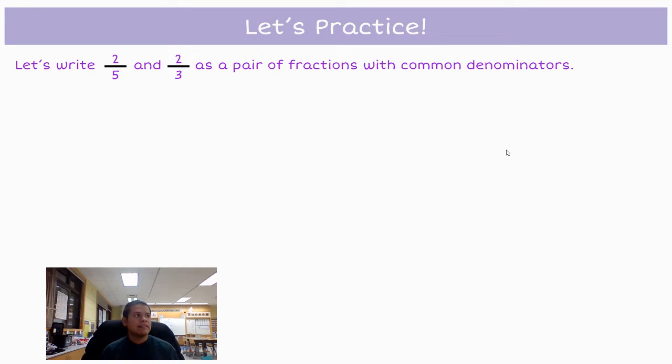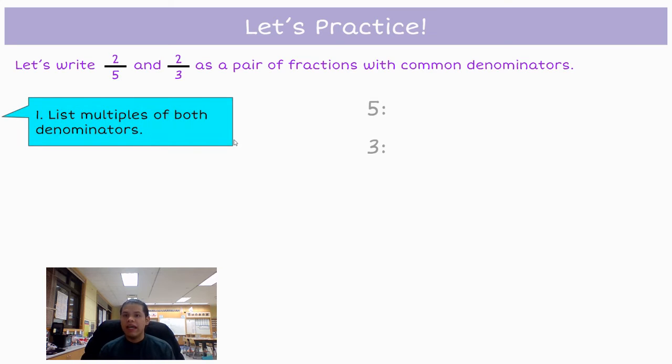So let's continue practicing. Let's write 2/5 and 2/3 as a pair of fractions with common denominators. So here's our pair. Right now, do they have a common denominator? No. 2/5 has a denominator of 5, and 2/3 has a denominator of 3. 5 and 3, they don't have anything in common other than being odd numbers. So let's go ahead and make fractions with common denominators. Now, you can't just change the value. They have to be equivalent.